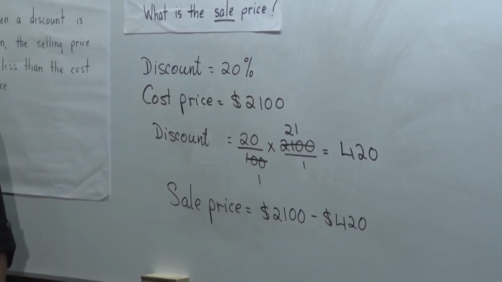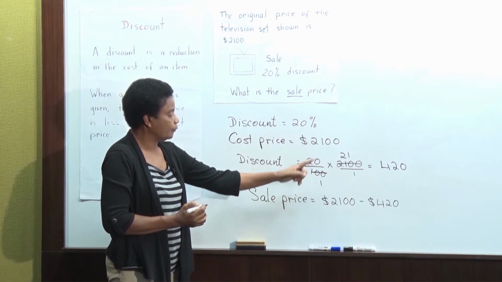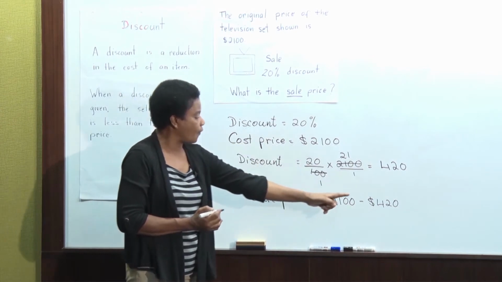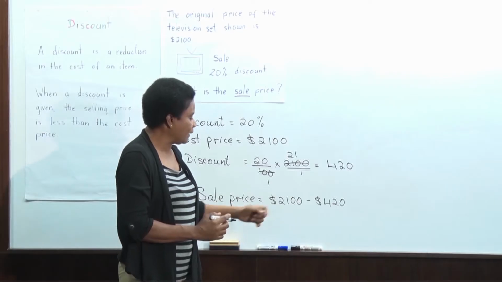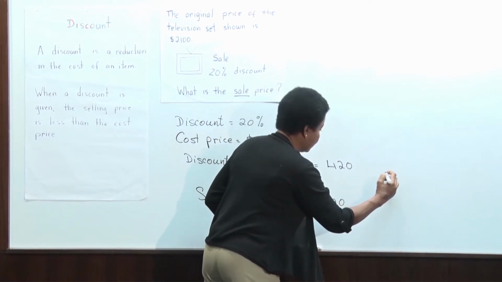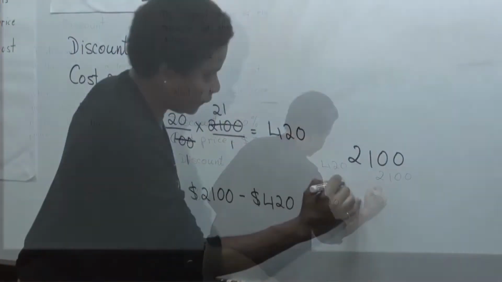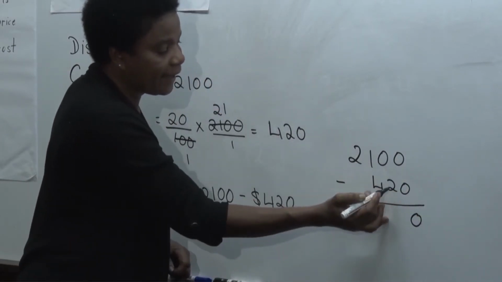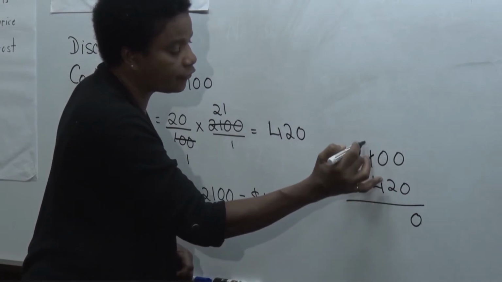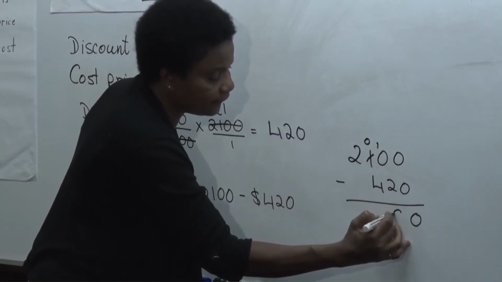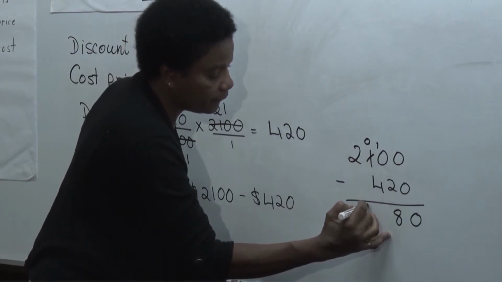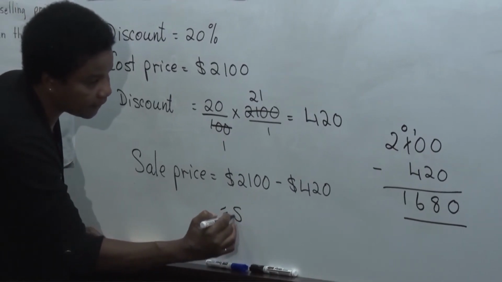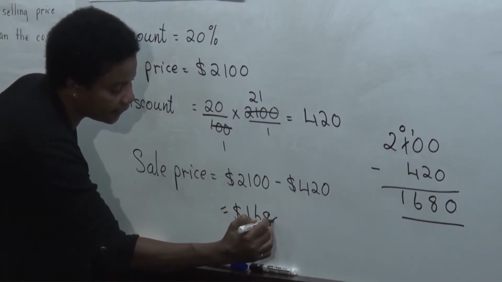See if you're there with me. We worked out the discount, which is $420. So the price of the television will be $420 less. So let's see what this sale price works out to be. $2,100 subtract 420. 0 takes 0. 0 cannot take the 2, so we're taking from the hundreds column. 10 take 2, it's 8. And 20 take 4, 16. So therefore, the sale price works out to be $1,680.